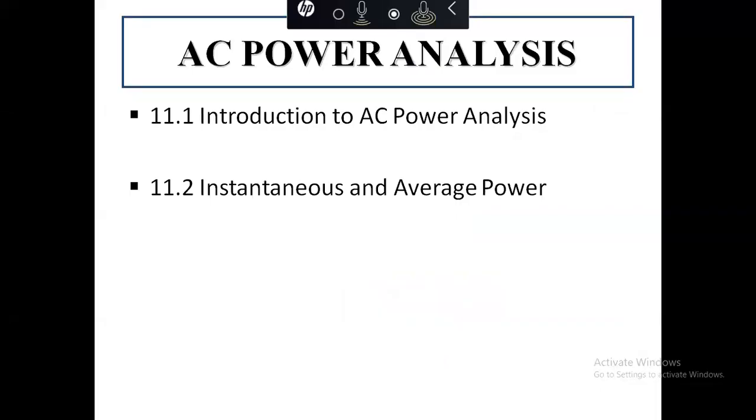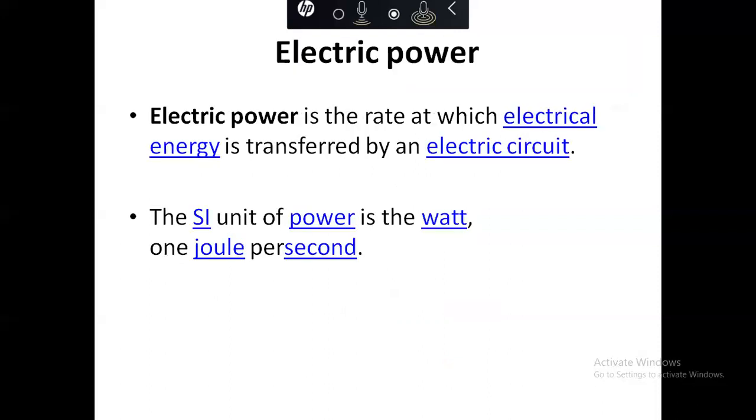So we have the AC power analysis. For AC power analysis, we must be familiar with the instantaneous power and the average power. So how do we calculate the instantaneous and average power? So what is electric power? Electric power is the rate of change of electric energy transfer in the electric circuit, and its unit is watt or joule per second.